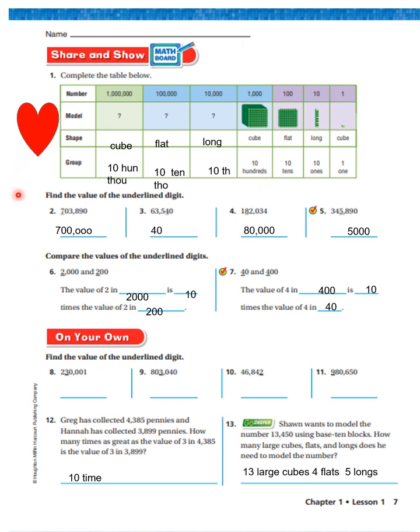All right, it says find the place value of the underlined digit. 703,890. What is the value of the 7? 700,000. Let's look at 63,540. The underlined number is the 4, and the value of that digit is 40. We have 182,034. What is the value of the 8? 80,000.